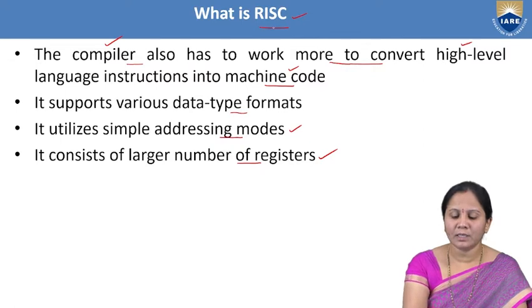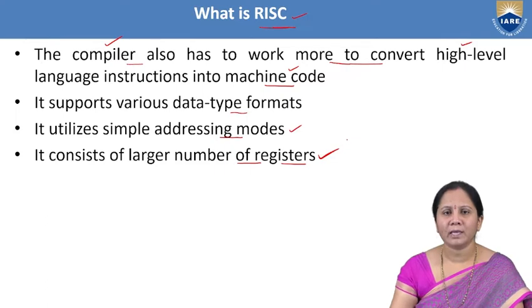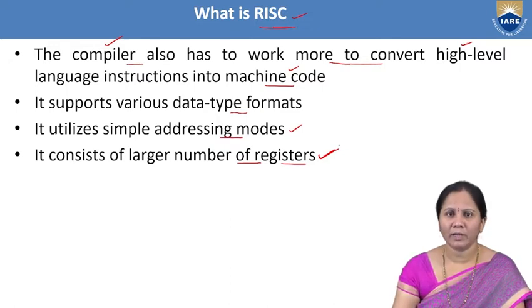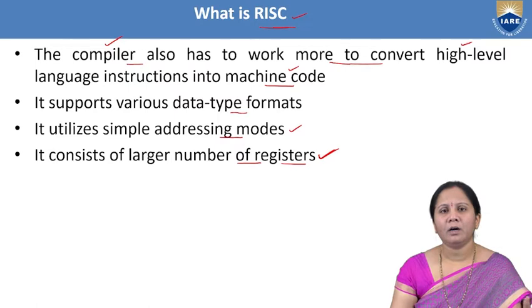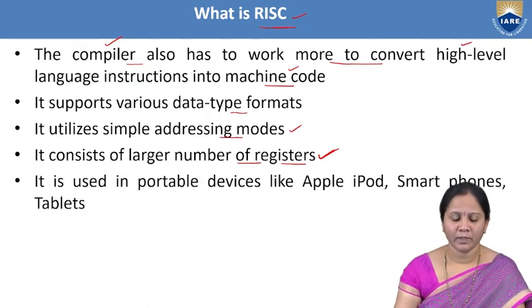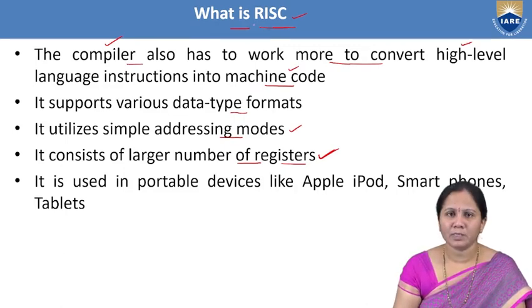So since in the RISC processors general purpose registers are more in number, in order to store the variables, we can use registers here. No need to access the memory unnecessarily. Since the number of registers is more, by using all these registers that are available, we can make the memory free. And so these are all the features of RISC processors.